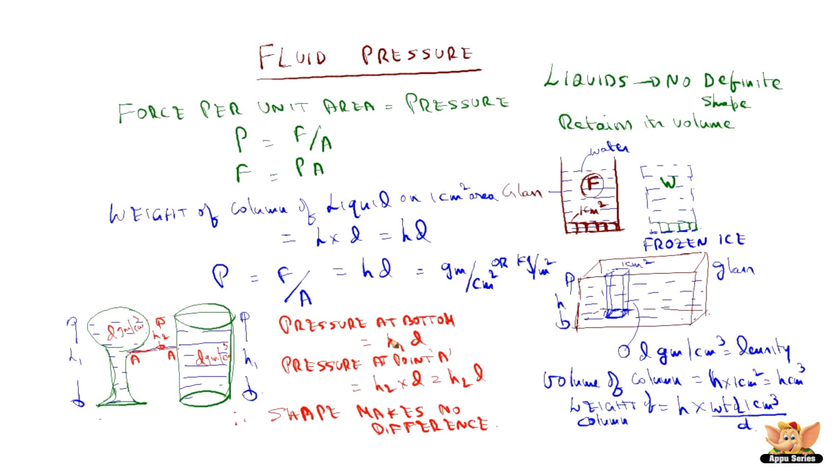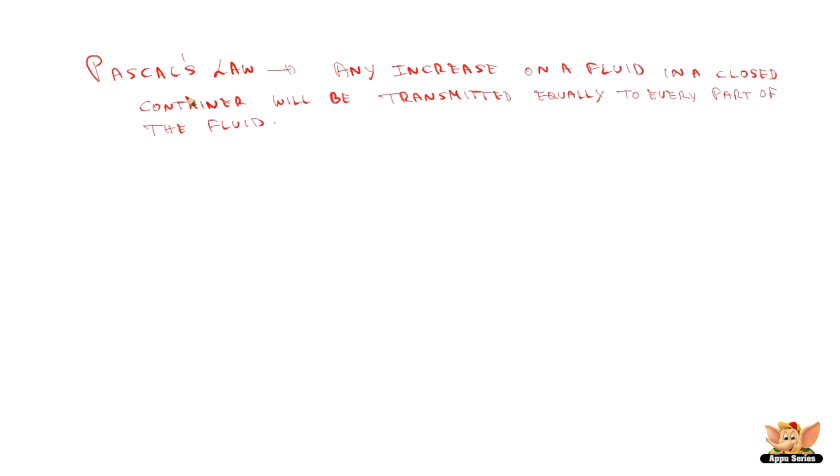And also the pressure, the height into the density, we understand that the pressure of the fluid is the same, or let's say that it is equal in all directions. From these observations, the great scientist Pascal came out with a law on pressure and fluid pressure, which we will define now. Pascal's law states any increase of pressure on a fluid in a closed container will be transmitted equally to every part of the fluid.